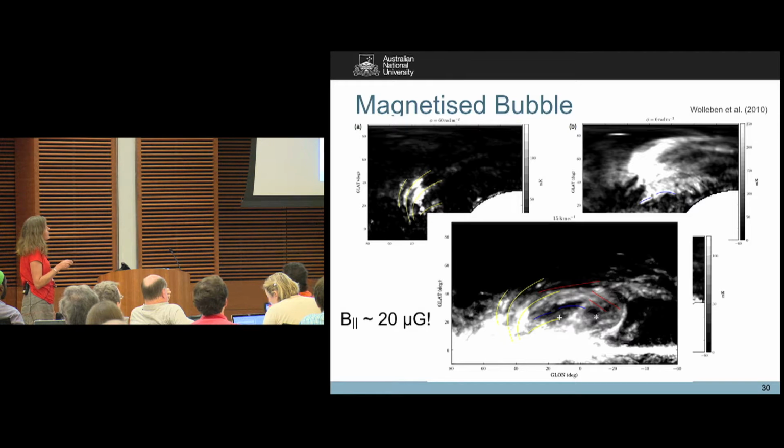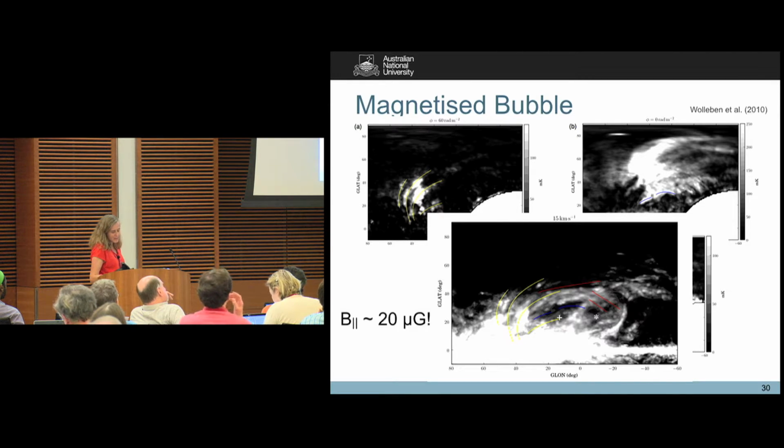And by putting together the Faraday rotation measurements from the diffuse polarization with the H1, they estimate a magnetic field strength of about 20 microgauss in this supershell. And there have been a couple of other supershells with very large magnetic field strengths indicated. So there's definitely something to be said for strong magnetic fields in organized objects.